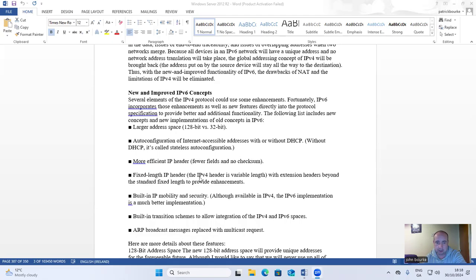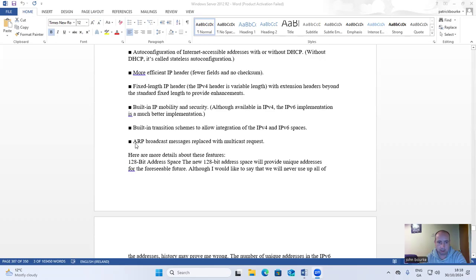More efficient IP header, fewer fields and no checksum. Fixed length IP header. The IPv4 header is variable length with extension headers beyond the standard fixed length to provide enhancements. Built-in IP mobility and security. Although available in IPv4, the IPv6 implementation is a much better implementation. Built-in transition schemes to allow integration of the IPv4 and IPv6 spaces. ARP broadcast messages replaced with multicast request. Here are some details about these new features.